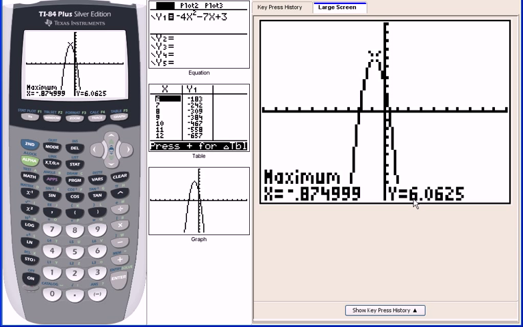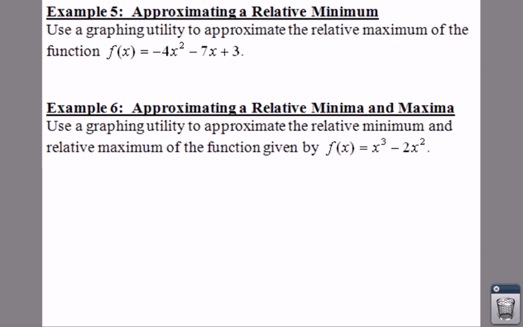Let's just round to 2 decimals. So if we're going to find a maximum, typically you just put the y value, but we're going to put in an x value also. So we're going to say we have a relative max at negative 0.88, we'll round to 2 decimals, comma 6.06. And that's how you find a relative max for example 5.